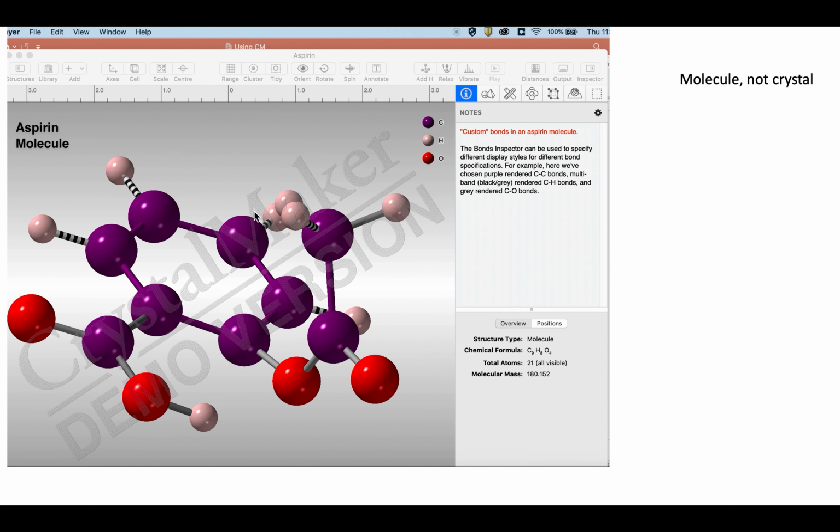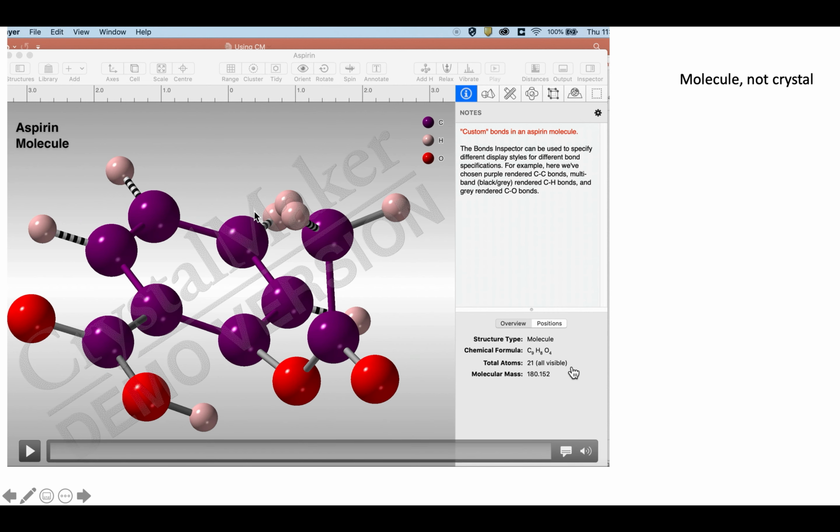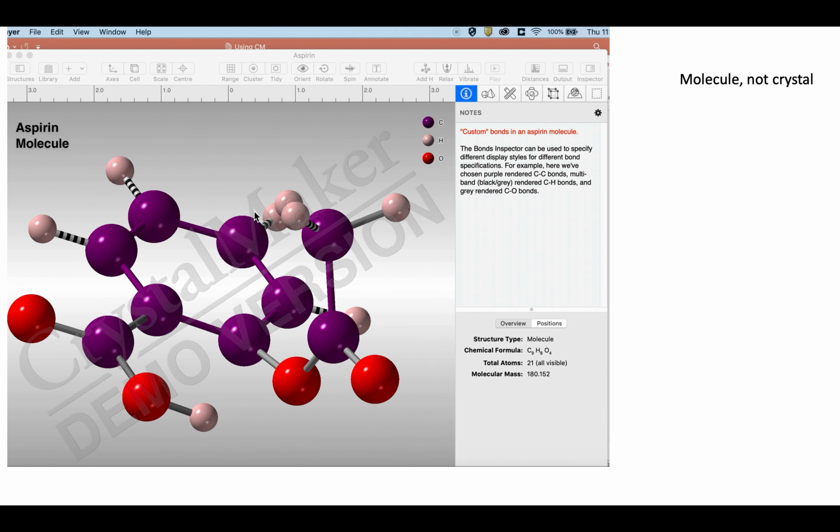Now this one is one that you can choose. This is for aspirin. This is in the program as a molecule, not as a crystal. Notice it's describing and saying that there's a certain number of atoms and they're all visible here. They're not saying construct the crystalline structure. It's just saying here's what the molecule itself would look like.